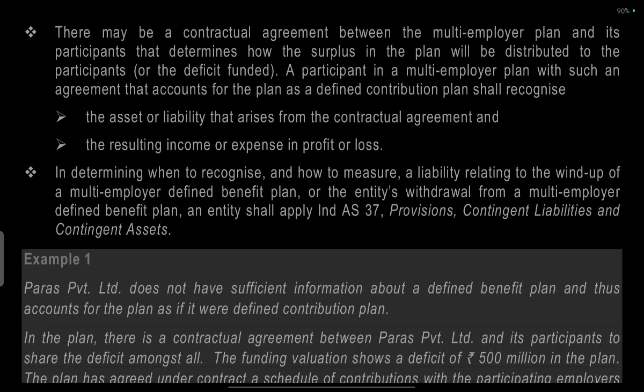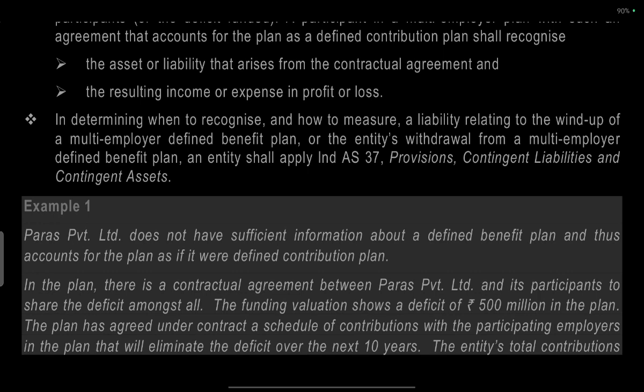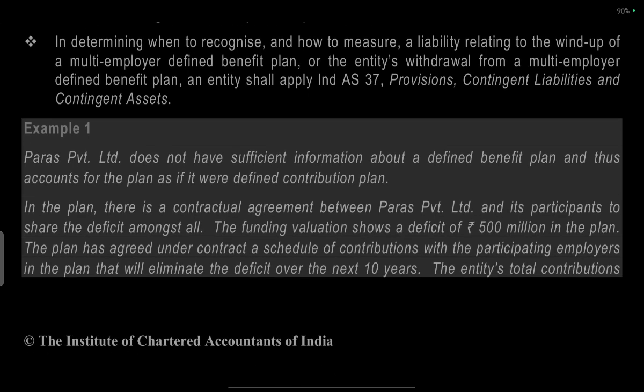Determination of when there is a winding up, and how to measure the liability relating to the winding up of a multi-employer defined benefit plan. If the entity withdraws from the multi-employer defined benefit plan, the entity shall apply the provisions on contingent liabilities and contingent assets.